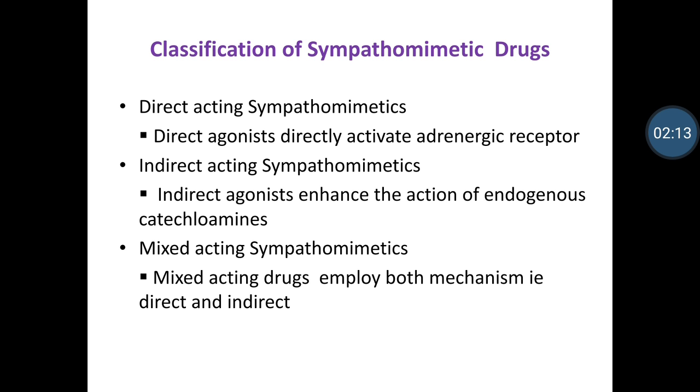Direct agonists directly activate adrenergic receptors. They bind to and activate alpha 1, alpha 2, beta 1 and beta 2 receptors. Naturally occurring molecules which bind to these receptors include norepinephrine, epinephrine and dopamine. Next we have to see indirect acting sympathomimetic.